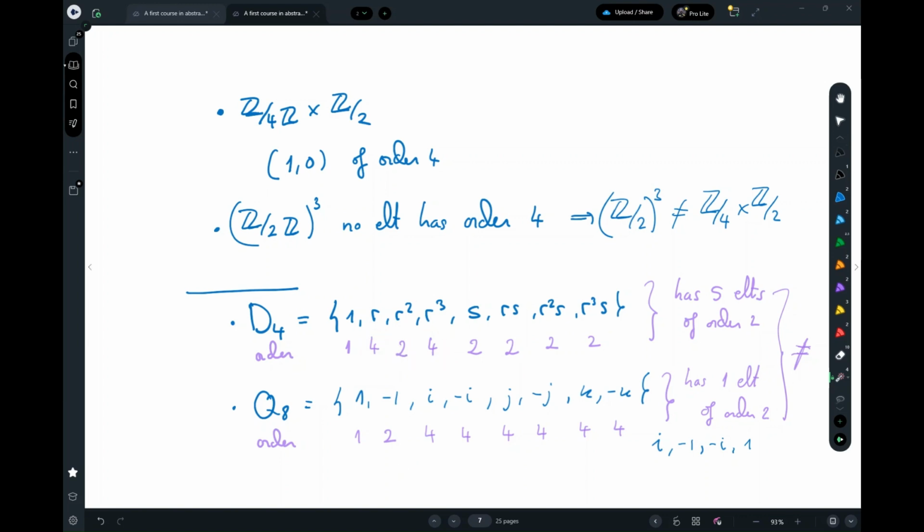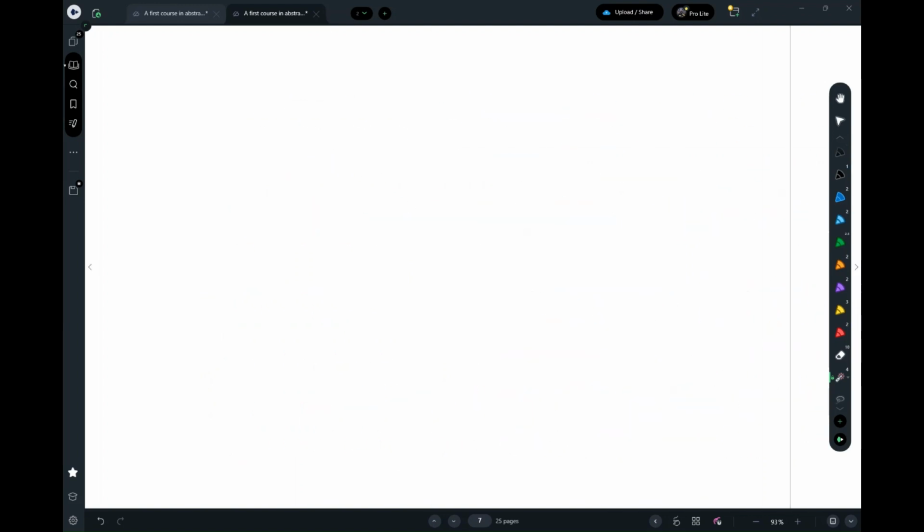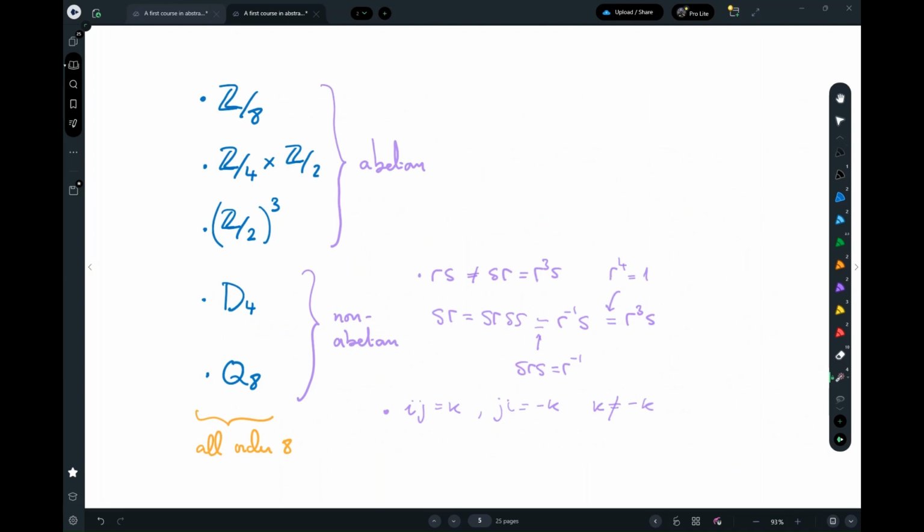Similarly, there are only 2 elements of order 4 in D4, but in Q8 there are many more. There are six of them that are of order 4. So that tells me that both D4 and Q8 are non-abelian but different, and the abelian groups are also different. So these are all different groups, and these are different groups. So all 5 are different.